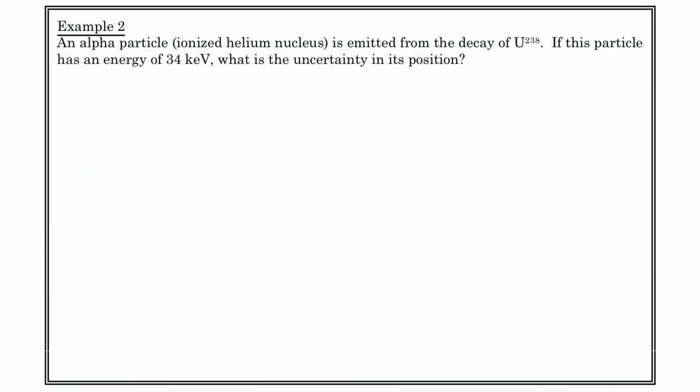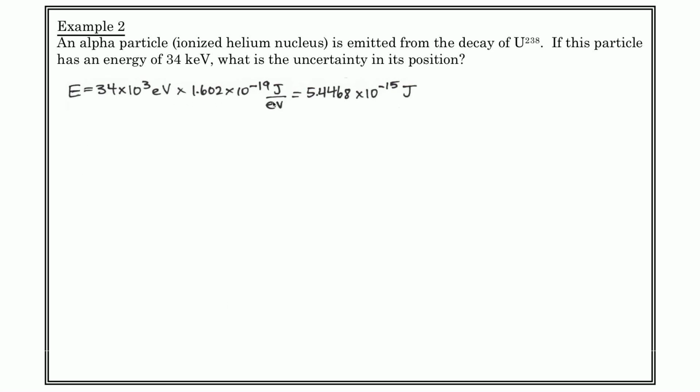Example number 2, very similar. An alpha particle is emitted from the decay of uranium-238. If this particle has an uncertainty in its energy of 34 kiloelectron volts, what's the uncertainty in its position? So this one, we're talking about energy, but I'm asking you about position. So it's likely that we're going to have to do some figuring out here.